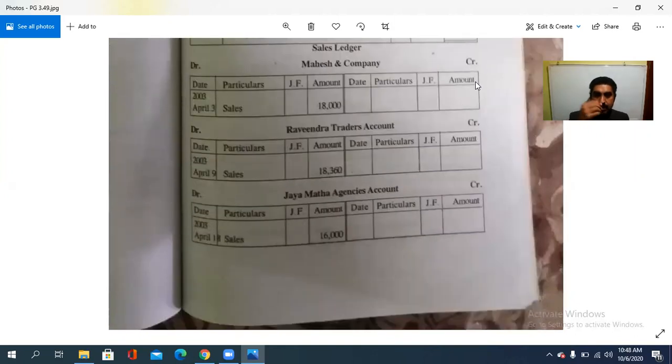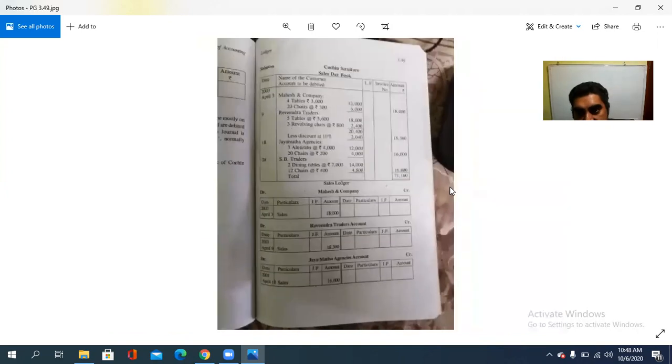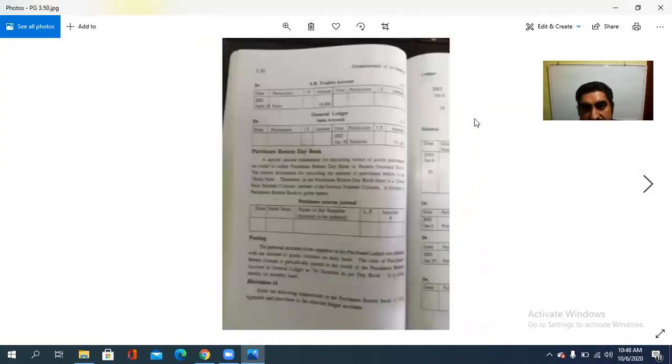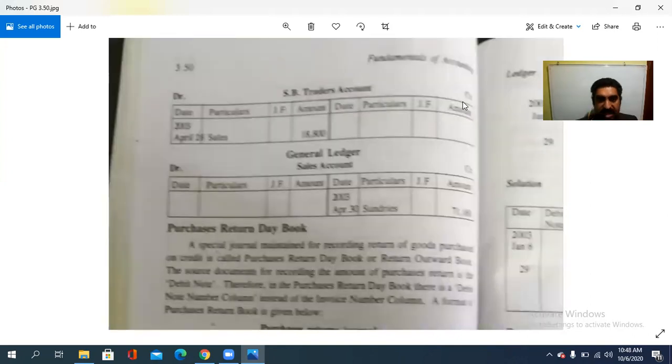That is the same here. See, Jayamata Agencies, everything is debited. And what is to be credited? This Cochin Furniture one is to be in the general ledger, under the sales account to be credited. That is, by sundries as per the day book, 71,160. So in this way, the sales ledger is to be prepared.